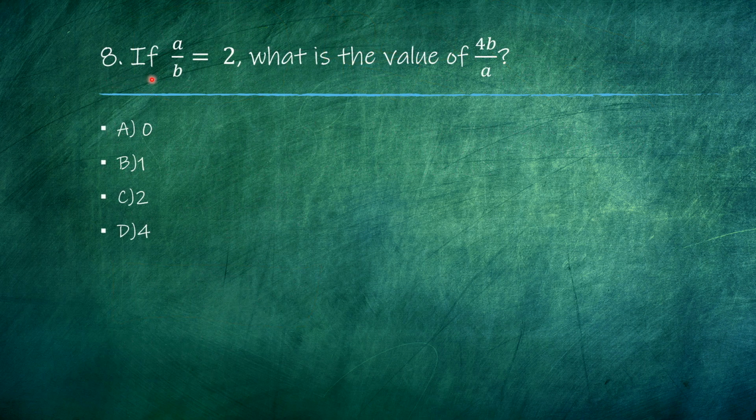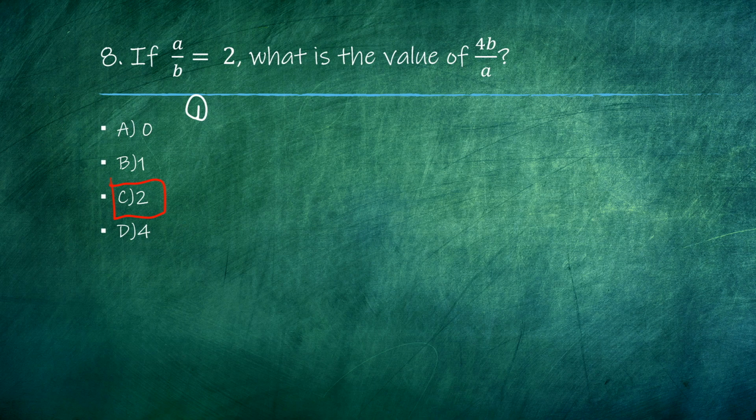Question 8. If A over B is equal to 2, what is the value of 4B over A? Go ahead, pause this video and try the question yourself. And the answer is C. To solve this problem, there are at least two ways of doing this. One way is we know that we have two variables and two equations, so we can solve for the variables and know what this expression becomes. But there's a shortcut to this.